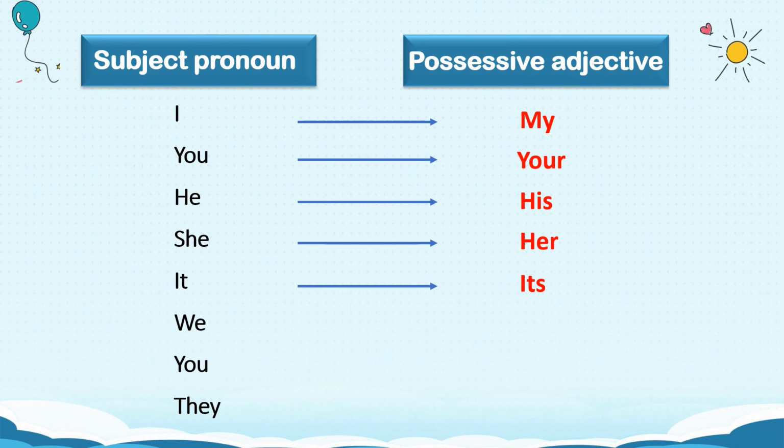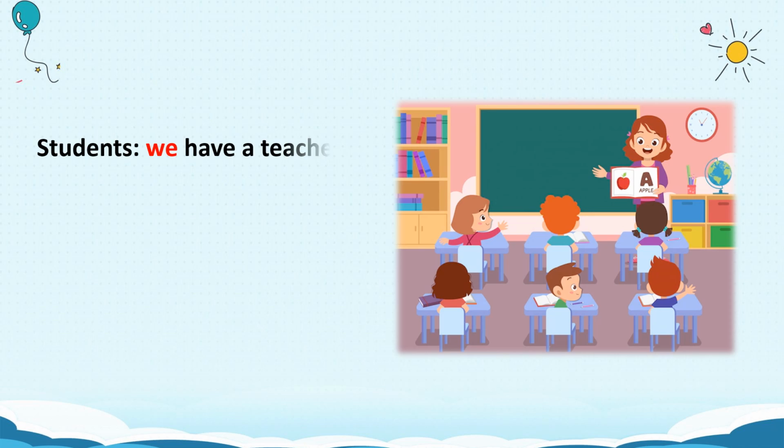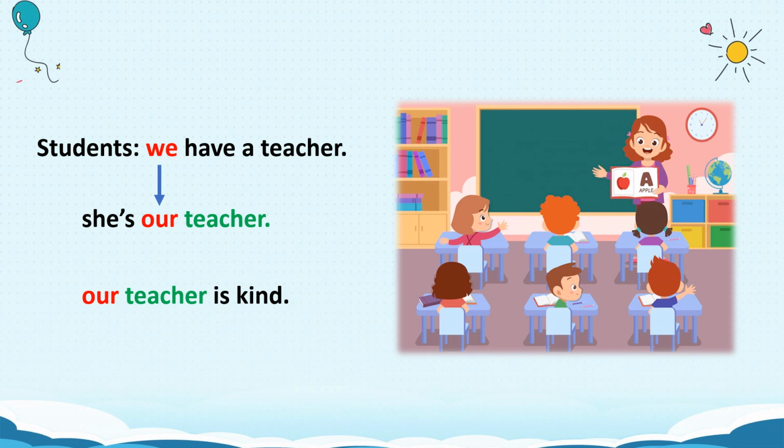Subject pronoun we. Possessive adjective our. The students say, we have a teacher. She's our teacher. Our teacher's kind.